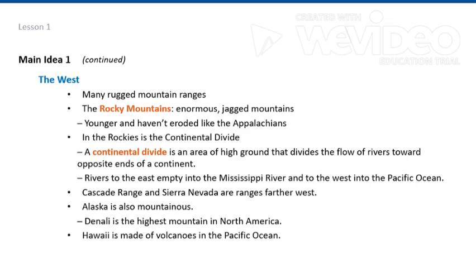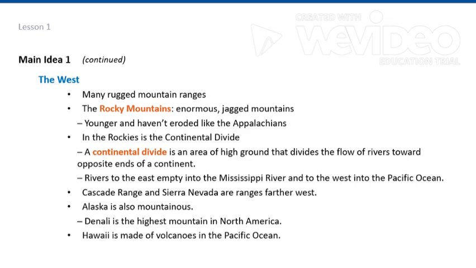Farther west, mountain ranges include the Cascade Range and the Sierra Nevada. Most of the mountains in the Cascades are dormant volcanoes. One mountain, Mount St. Helens, is an active volcano. A tremendous eruption in 1980 blew off the mountain's peak and destroyed 150 square miles of forest. Mountains also stretch north along the Pacific coast.